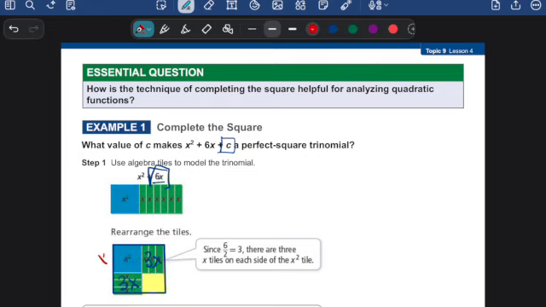So I know this side is going to be x times x to get me x squared. So x times what is going to give me 3x? Well, x times positive 3. So then I know that each side is going to be x plus 3. Then I can find the area of the missing lower right square. 3 times 3 is 9. I have now completed the square. The constant that will make this a perfect square trinomial will be 9. So c would equal 9.